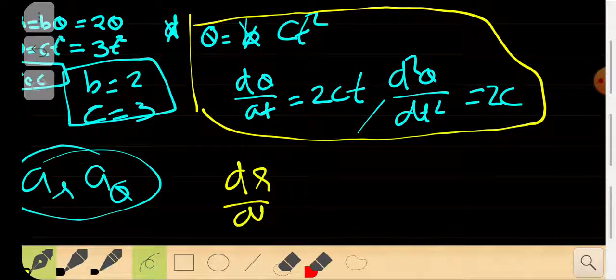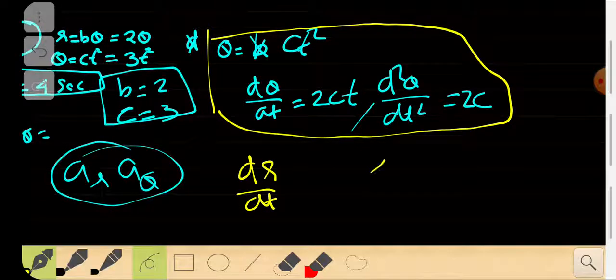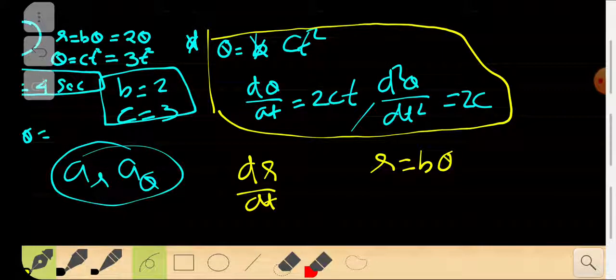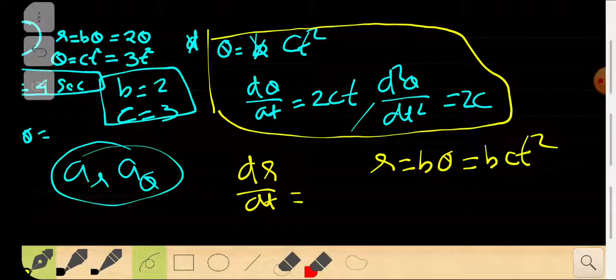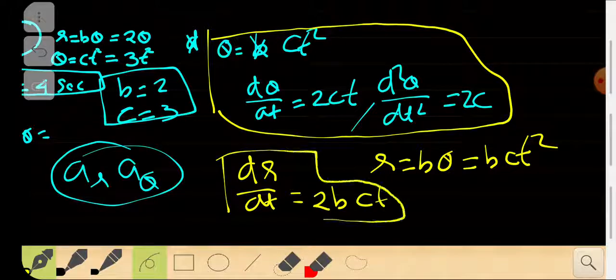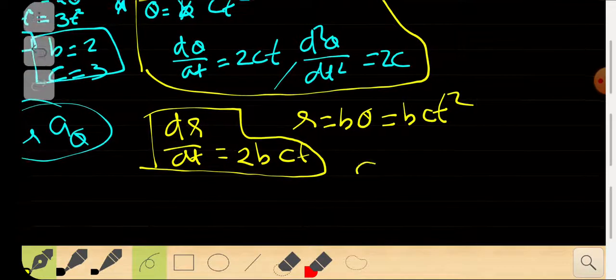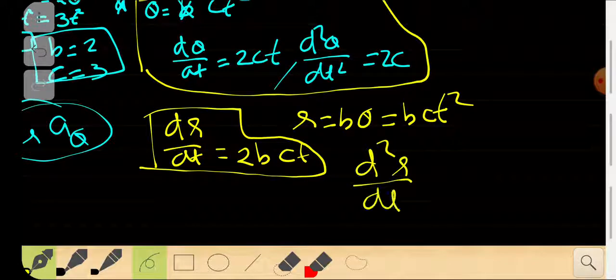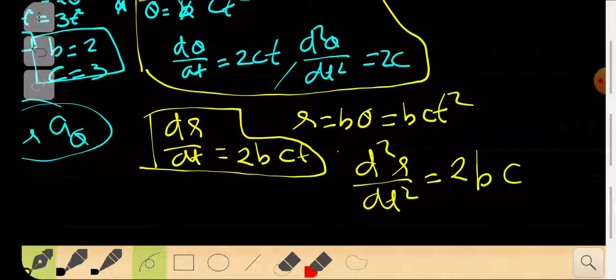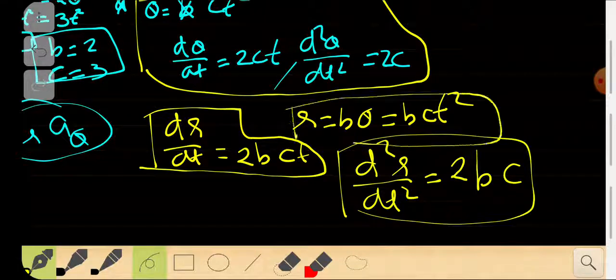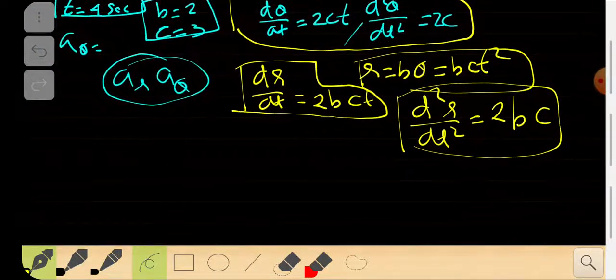dr/dt: well, r is equal to bθ, so it's b times ct². So dr/dt is just going to be b times 2ct, so it's 2bct. Okay, I got that as well. And d²r/dt² will be 2bc. Okay, so we got them all. Now let's substitute into the equations of a.